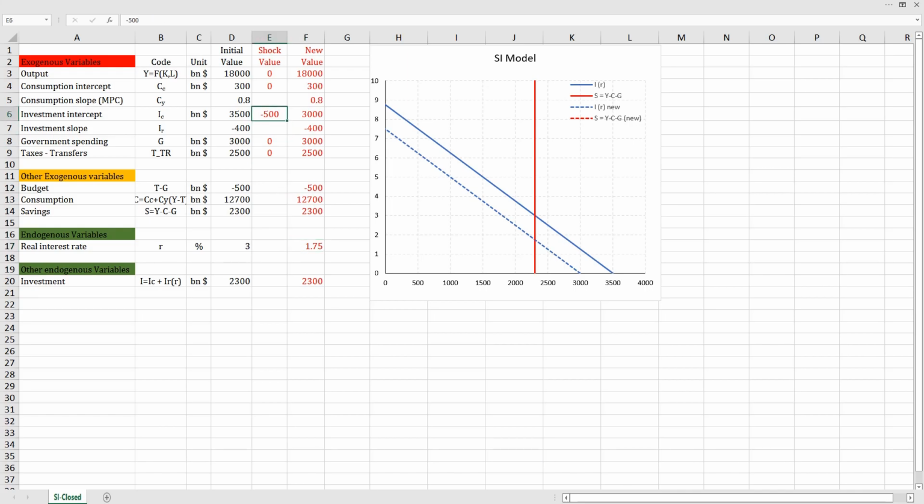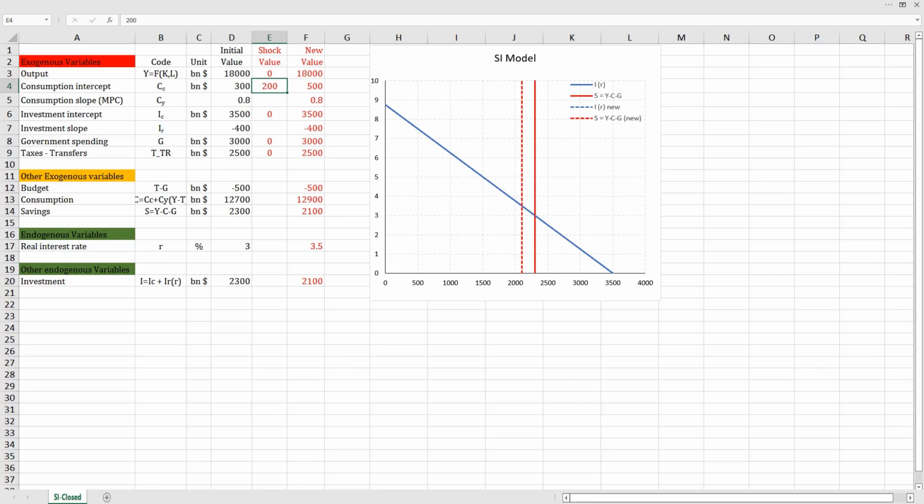We can also think about a shock to consumption. Keep in mind, consumption is in the savings function, so it's in this vertical line. So let's say we shock the consumption by a positive 200, so it goes up 200. Because the consumers are spending more, as an economy, we would save less.